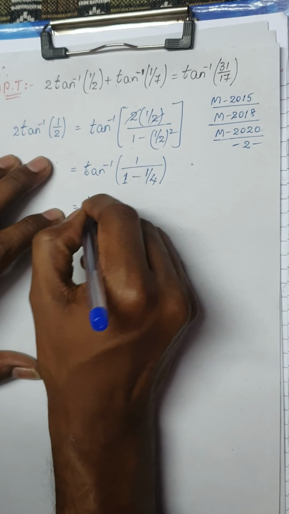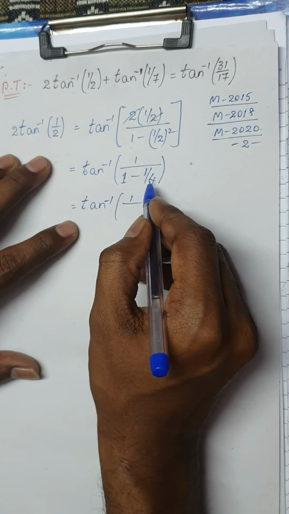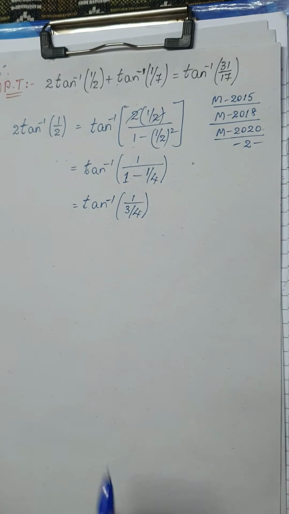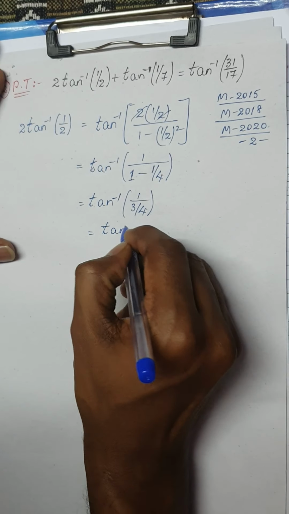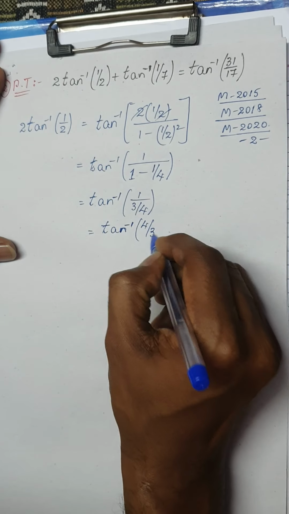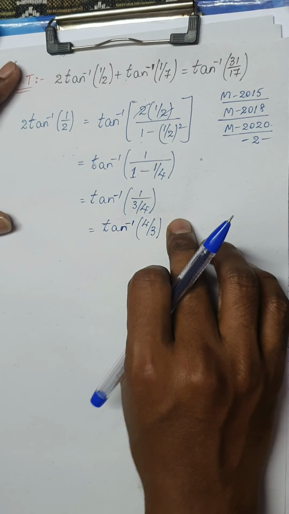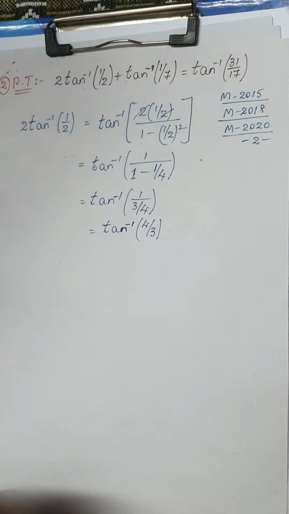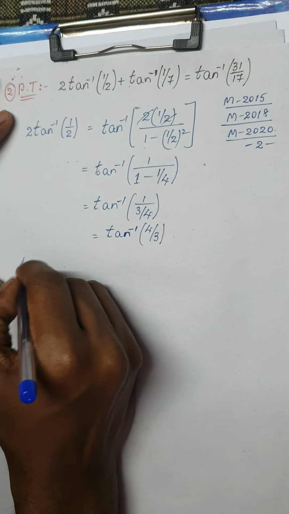So this is nothing but tan inverse of, now what is 1 minus 1 by 4? That is 3 by 4, so 1 divided by 3 by 4. So this is nothing but tan inverse of, what is the reciprocal of 3 by 4? This will be nothing but 4 by 3. So for this calculation you are going to get 1 mark. Now, considering the LHS to prove the RHS, you will get 1 mark. Okay, keep this aside.